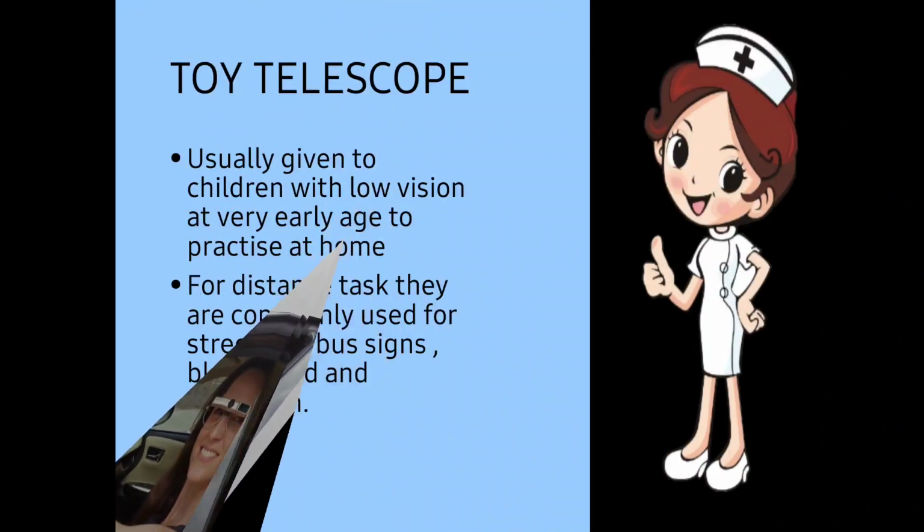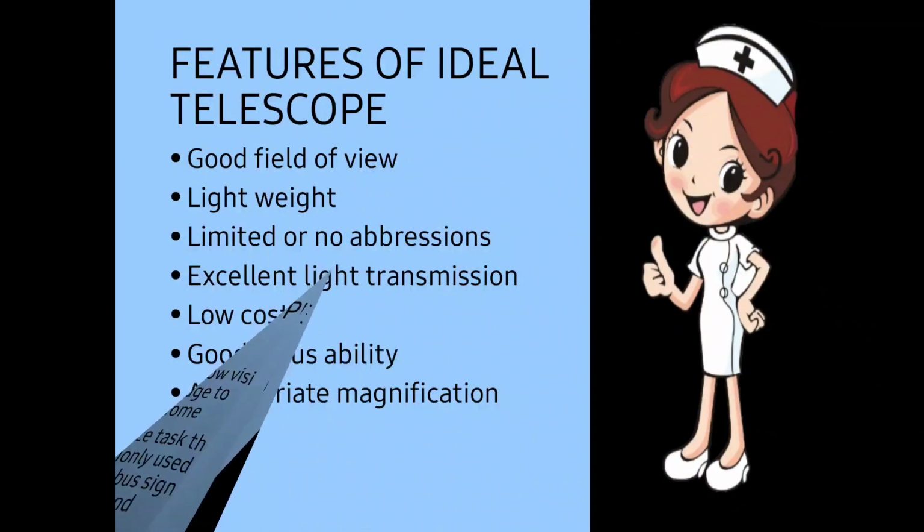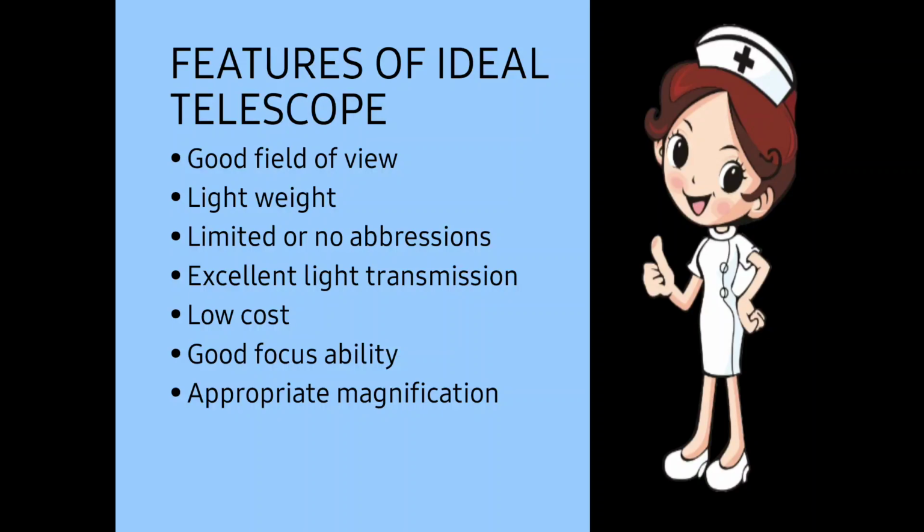Okay, next one, toy telescope. Usually these are given to children with low vision at a very early age to practice at home. For the distance tasks they are commonly used for reading street signs, bus signs, blackboard and television. By childhood the person becomes habituated to using these things and will not find difficulty in old age. Next one, features of an ideal telescope.